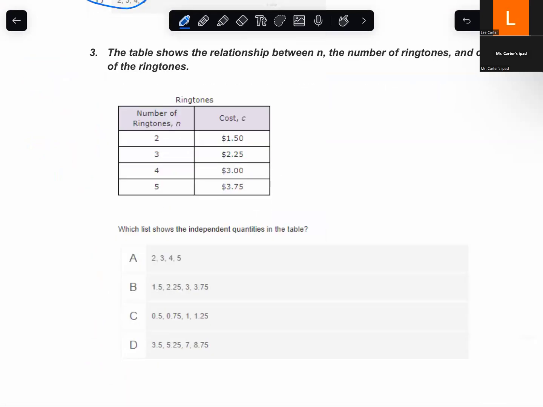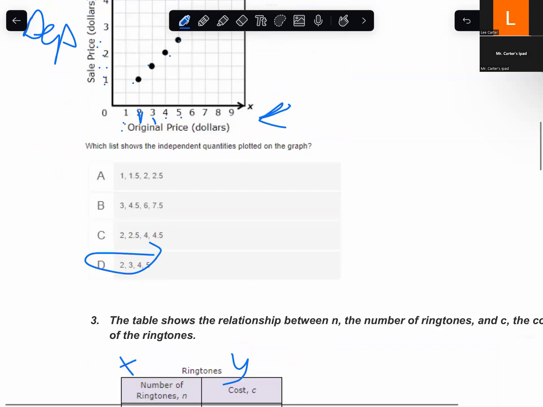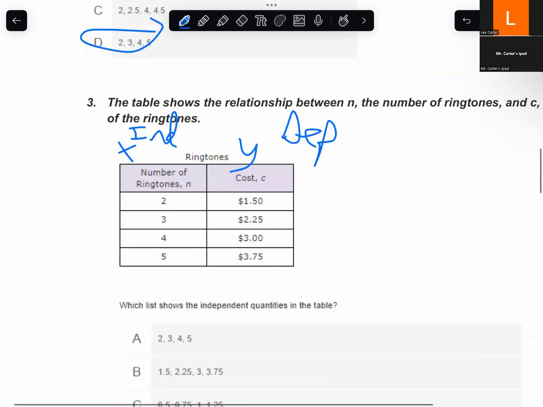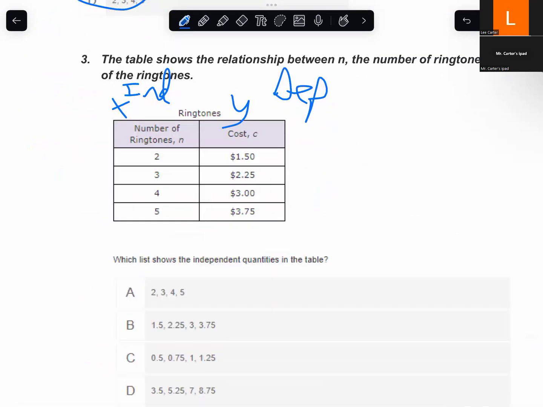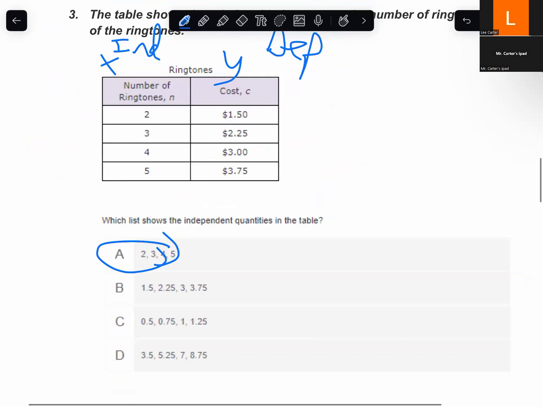All right, number 3, the table shows the relationship between N, the number of ringtones, and C, the cost of the ringtones. So the X side, right? Remember the X is going to be the independent. So this is the independent and this is the dependent, right? So the cost depends on how many ringtones you get. So the independent quantities will be the 2, 3, 4, and 5. The dependent would be the 1.5, 2.25, and so forth.